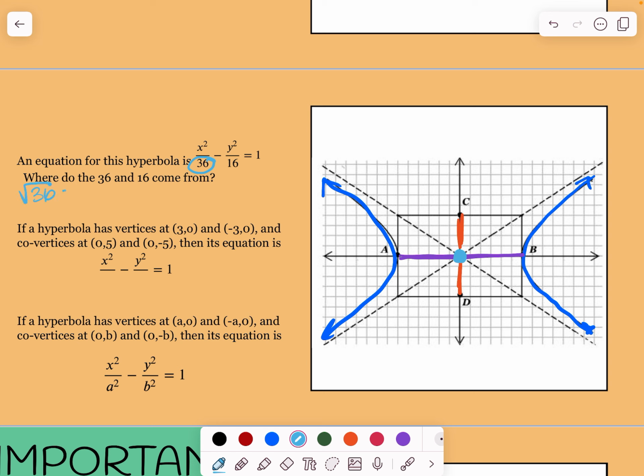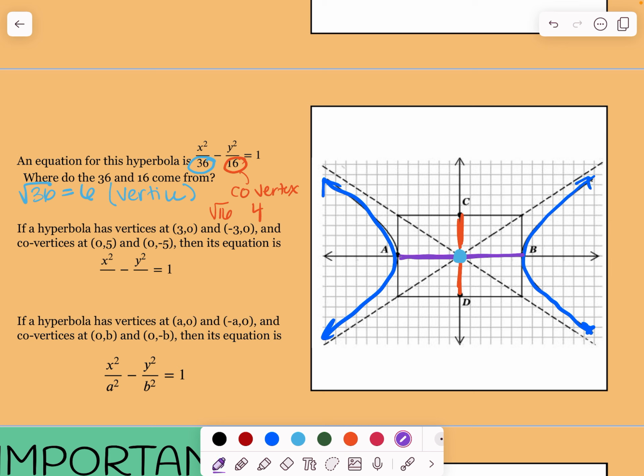36, the square root of 36 is 6. Oh, guess what? That was our vertex. And 16 is the smaller number. Our co-vertex had a distance of 4, right? Square root of 16, okay? So far, we're just like an ellipse.